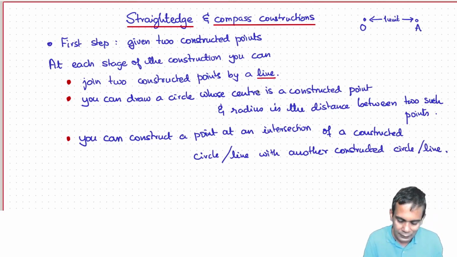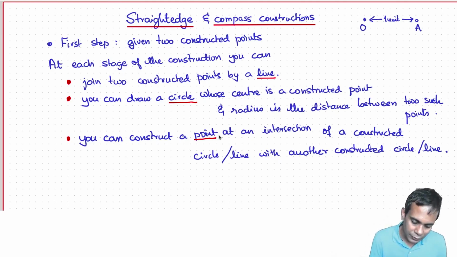by a line, this line is constructed. And if you draw a circle whose center is a constructed point and radius is the distance between 2 such points, then the circle has been constructed. And you can construct a new point by taking the intersection of either 2 lines or 2 circles. Well, if you take 2 circles, you could have 2 intersection points. You can choose either of them, and you could also take the intersection of a line and a circle.